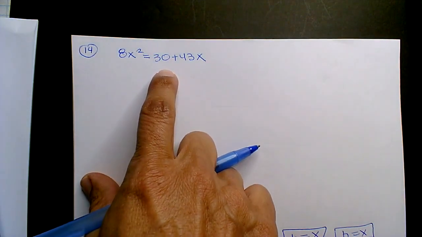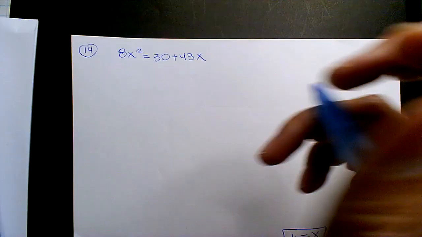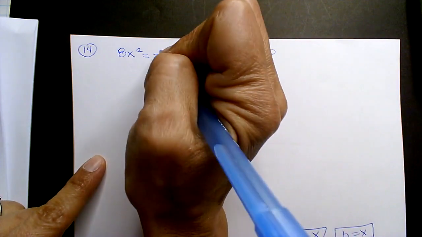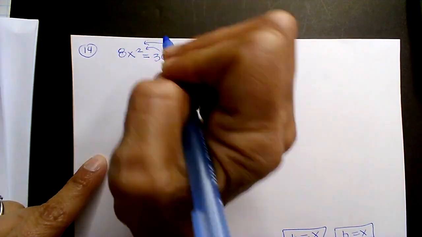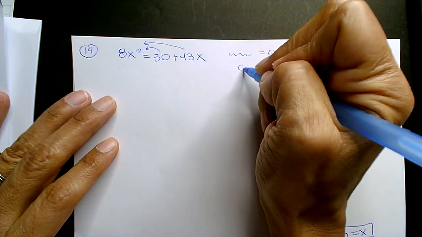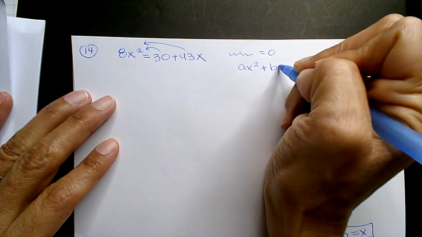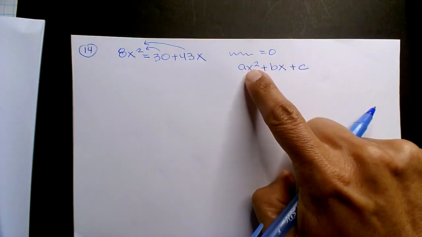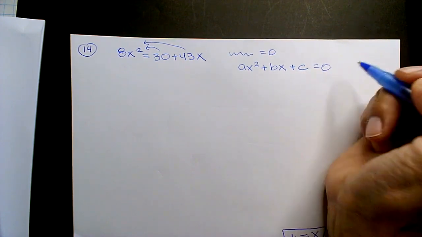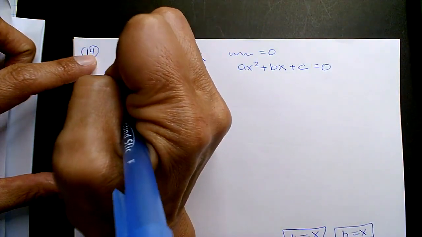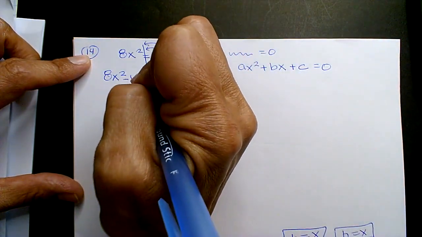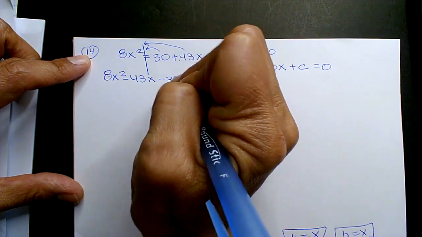It is not in standard form. I need everything set equal to 0. So you need all the terms set equal to 0, right? So the 30 needs to go over and the 43x needs to go over. But remember, you guys have to know standard form is ax squared plus bx plus c. It goes x squared, x, constant, right? And then of course set equal to 0. So 8x squared, if this is positive and I'm crossing over the equal sign, minus 43x minus 30 equals 0.